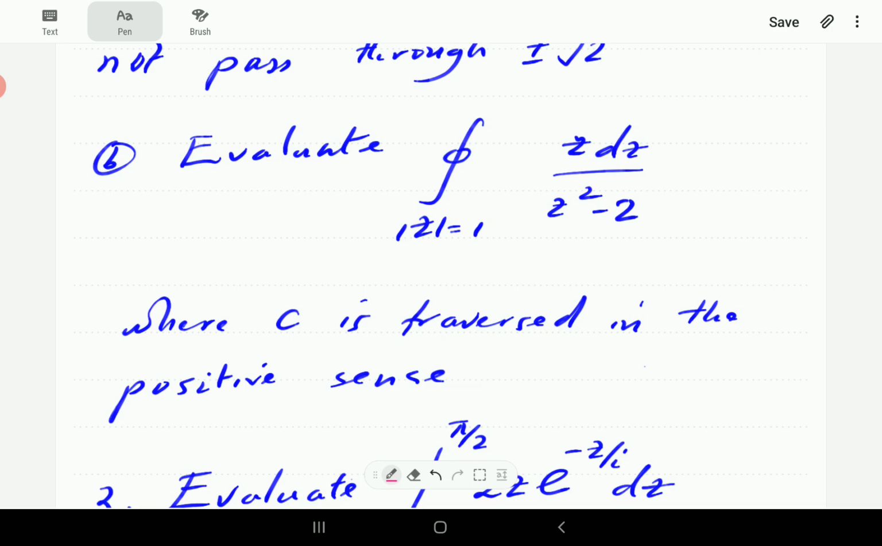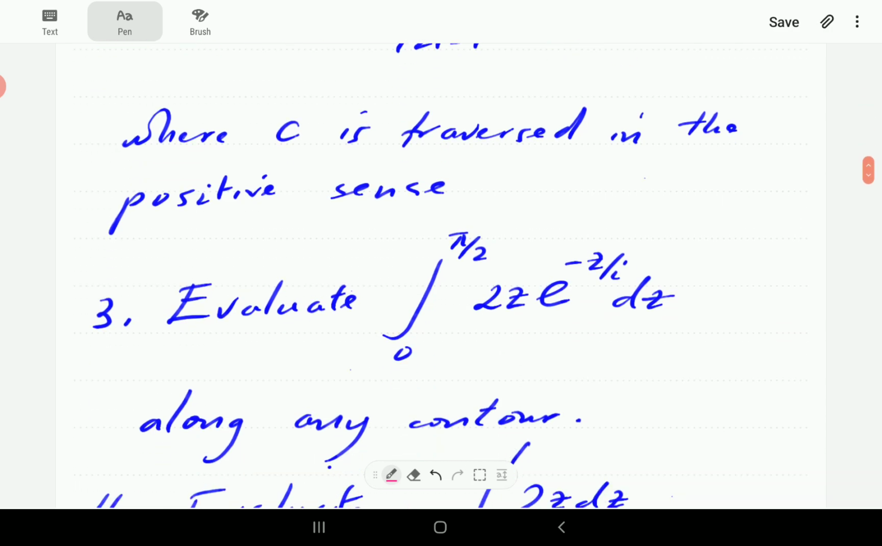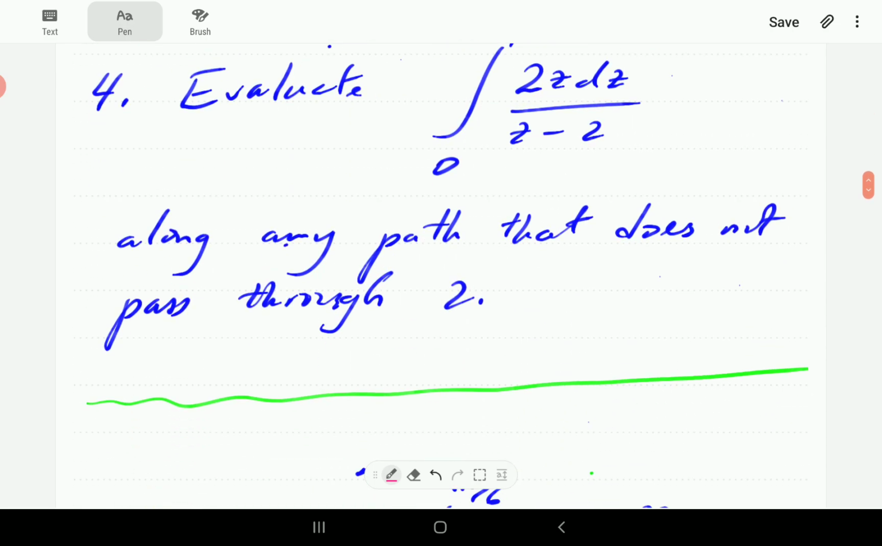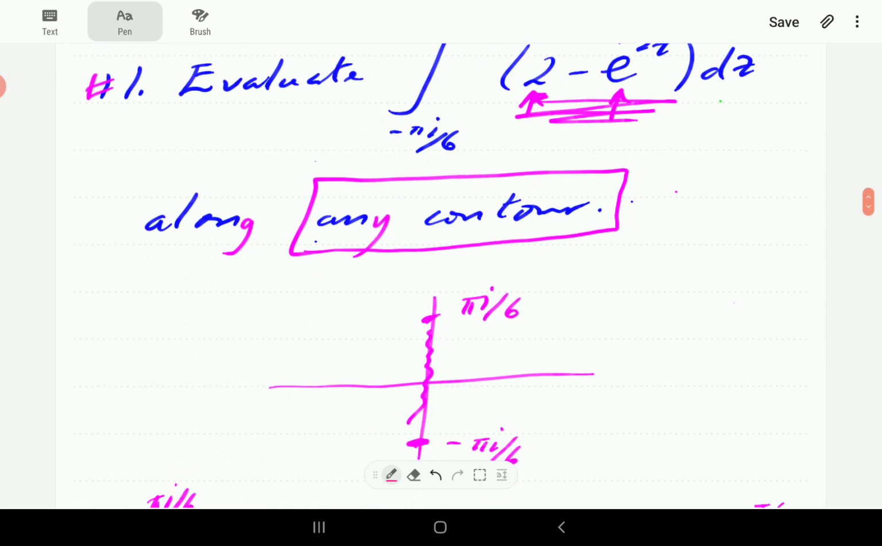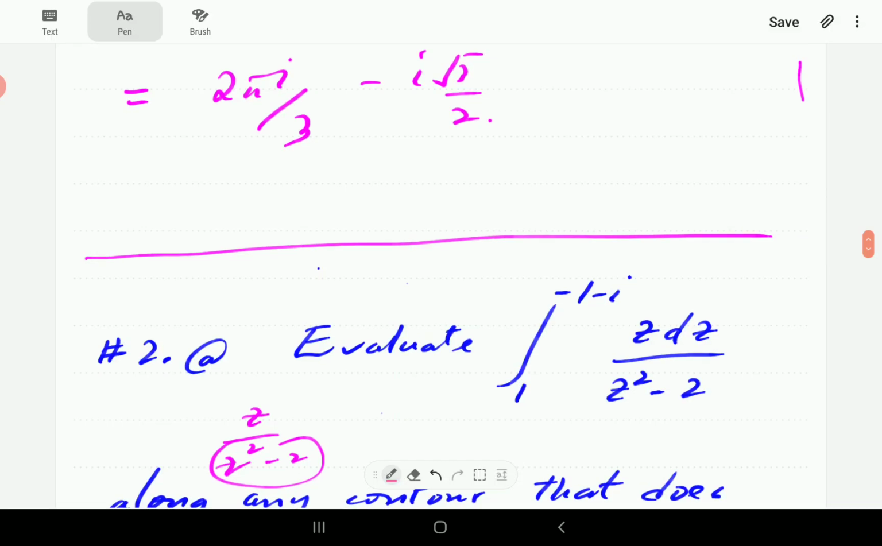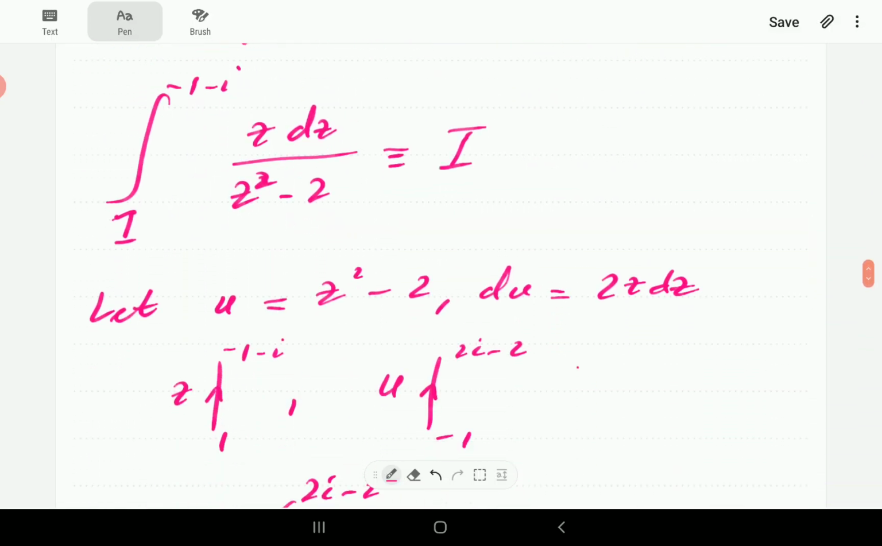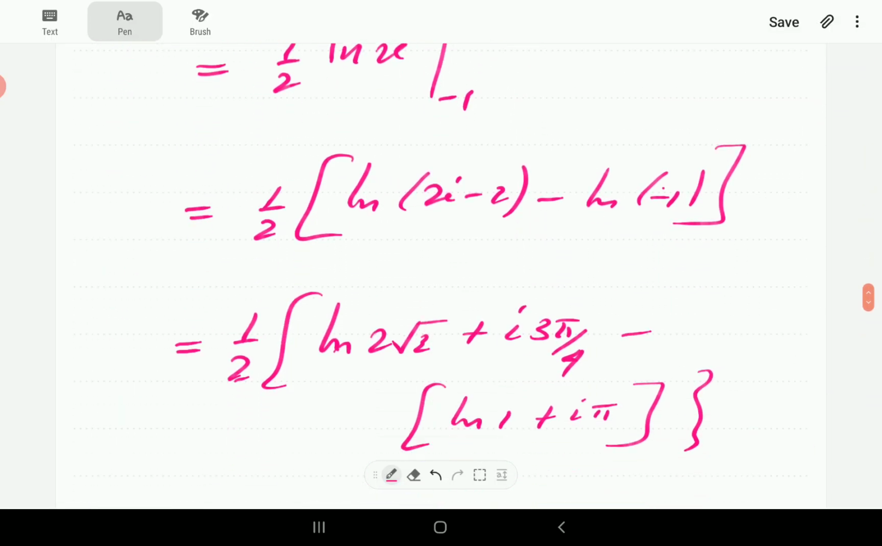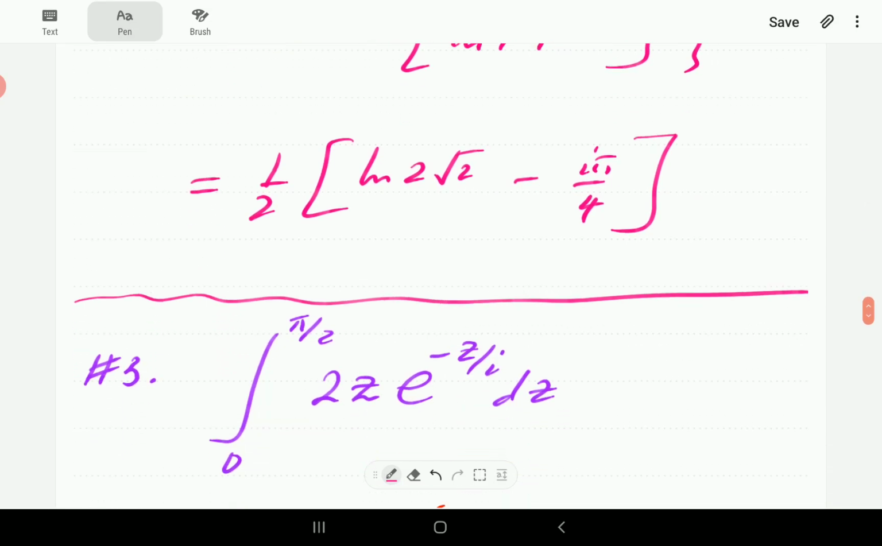Pause the video again before you look at our solution, which we're going to present after number 4. All right, so let's scroll down to see what the solution for number 3 looks like. Hopefully it tallies with your work.